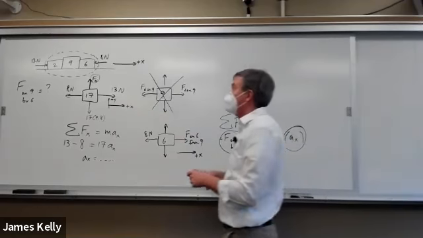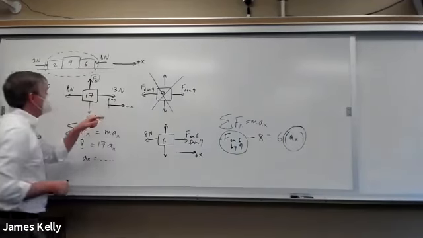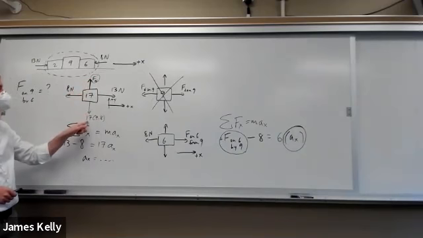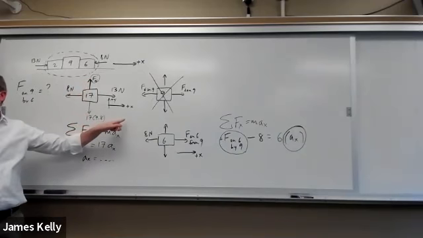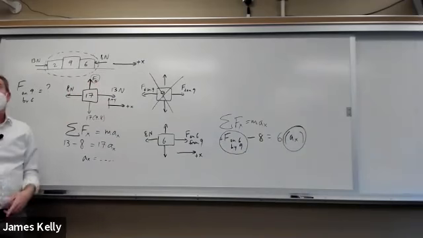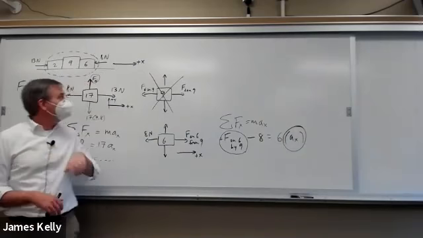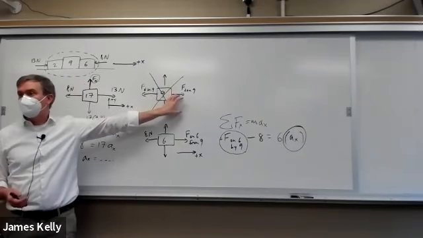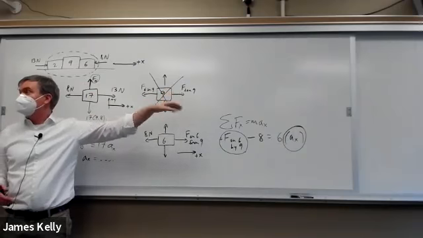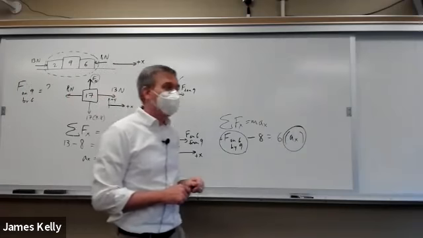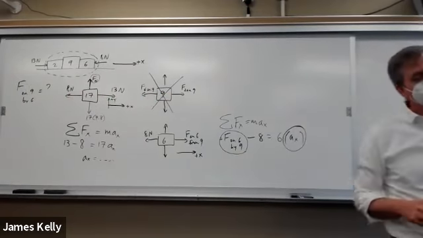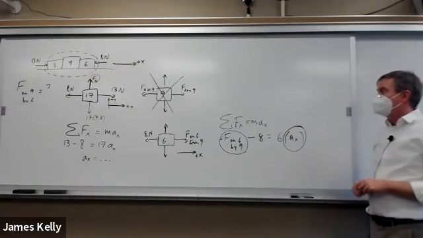So you're right. When I do F net y equals may, I'm going to get Fn minus 17 times 9.8 equals 0 because ay is 0. And that will tell me what Fn is. Now, this problem could have asked you for the normal force on all three objects or the normal force on one object, and that would have been a useful thing to do. But because we don't know the normal force and we don't want to know the normal force, there's no reason to put it in there.